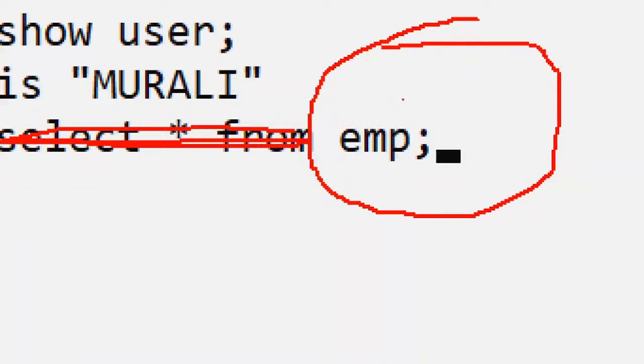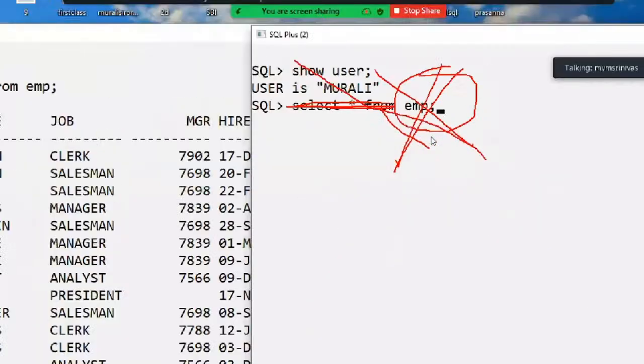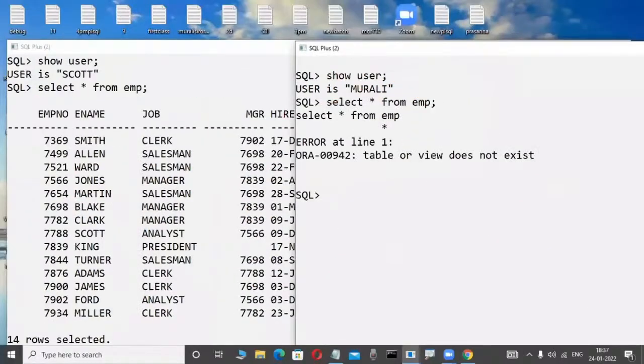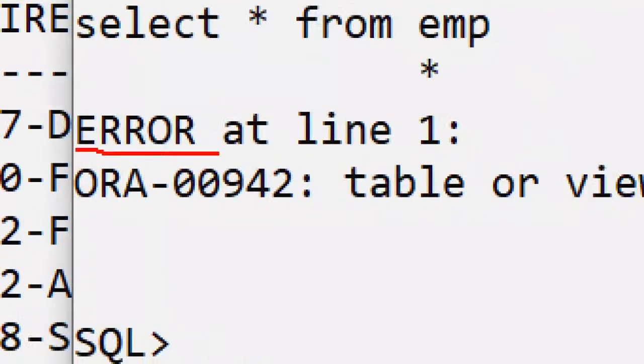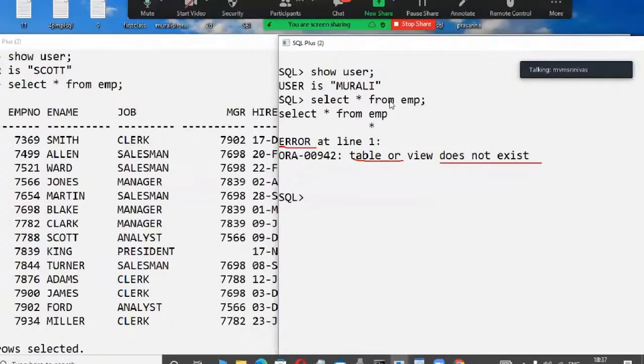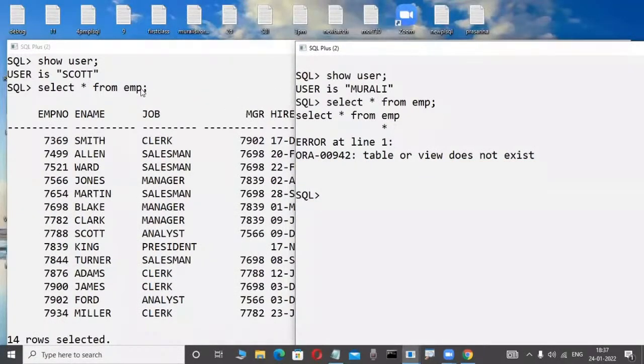Maybe. Is the Murali user allowed to access the Scott user table? Possible, maybe not possible. Logically observe here, possible or not possible? Very good. One fellow is telling the correct answer. Not possible, because this EMP table is another employee's table. That's why this is not possible. Observe here. I am pressing the enter key and it gives an error: table or view does not exist. View means later, don't worry. Does not exist. The Murali user is unable to access the Scott user table.